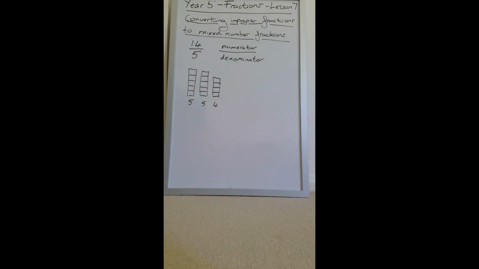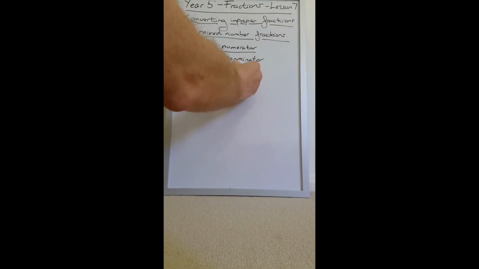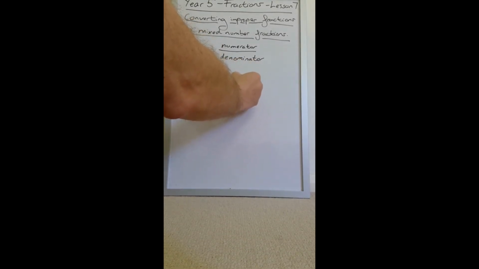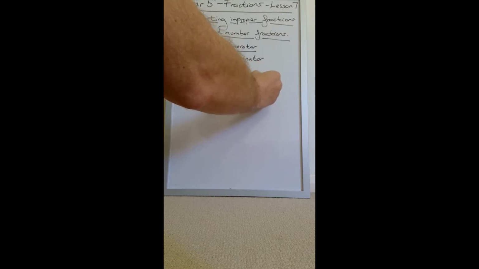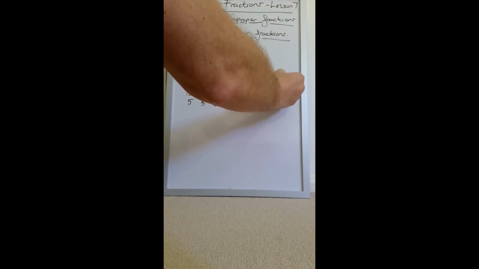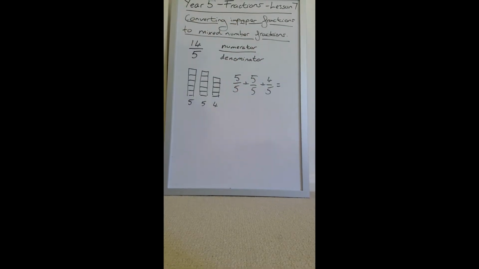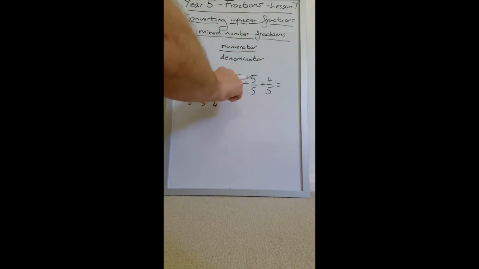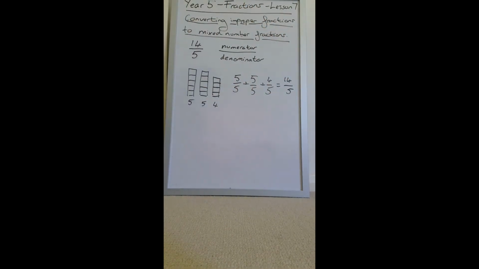If I was to write this out, I could say I had 5/5 plus 5/5 plus 4/5. When you add fractions together, you only add the numerator. The denominator stays the same. So it's 5 plus 5 plus 4 equals 14/5.